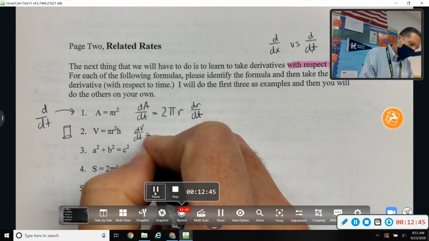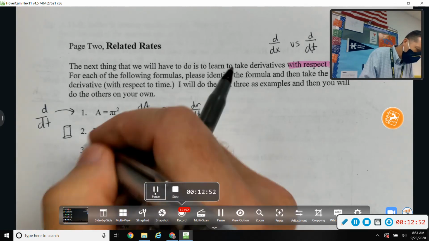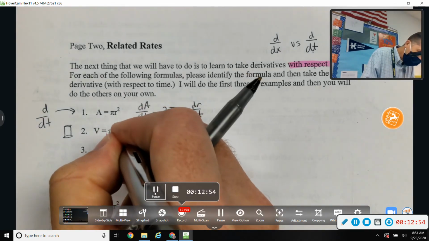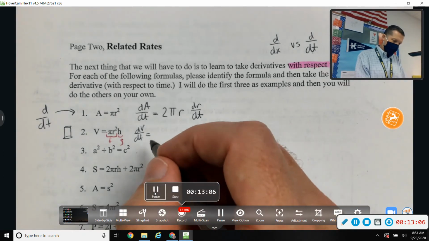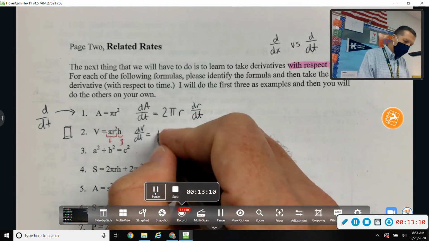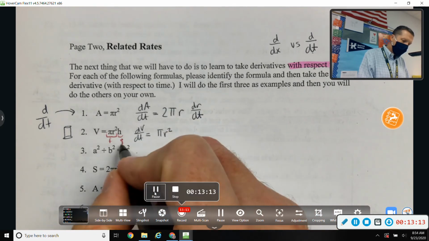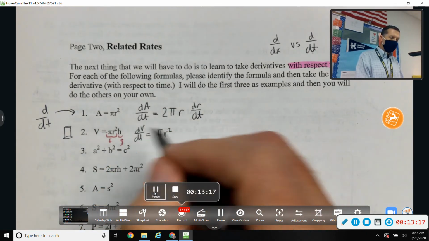So dv dt. So I'll identify the pieces, but I'm going to do the product rule kind of in place here, just because I'm limited on space. So I'm going to say f is pi r squared and g is h. So first times derivative of the second would be pi r squared. Derivative of h isn't just 1, it's 1 times dh dt.